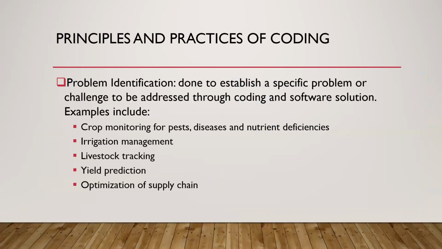There are principles that govern the practice of coding. For example, you don't just go in coding. Coding is done with a purpose, and that is to solve a problem. So one of the first principles is that you must identify a problem. And this is done to establish a specific problem or challenge to be addressed through coding and software solution. The examples include crop monitoring for pests, diseases, and nutrient deficiencies, irrigation management, livestock tracking, yield prediction, optimization of supply chain.